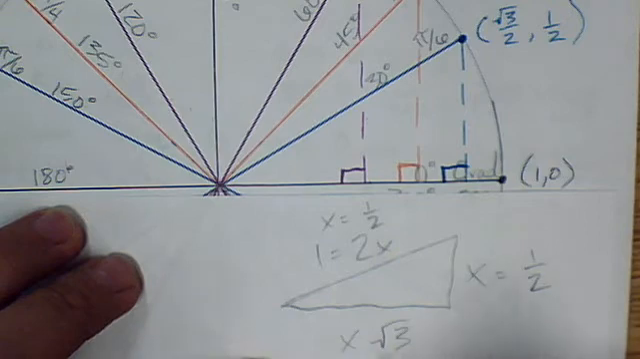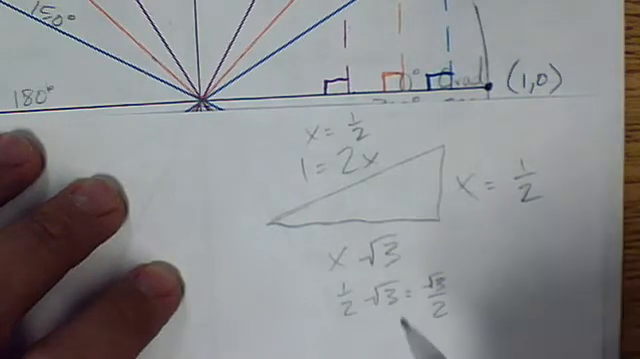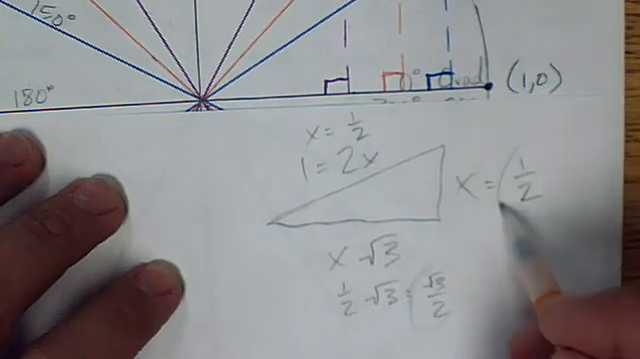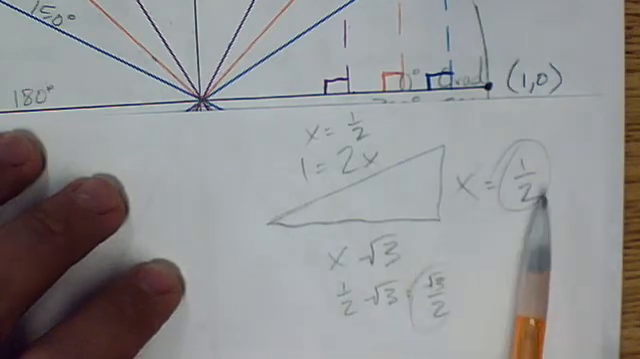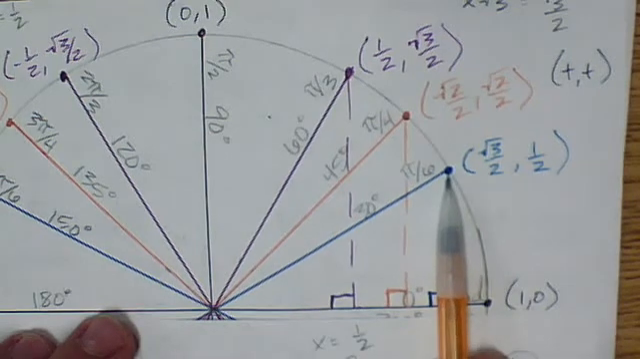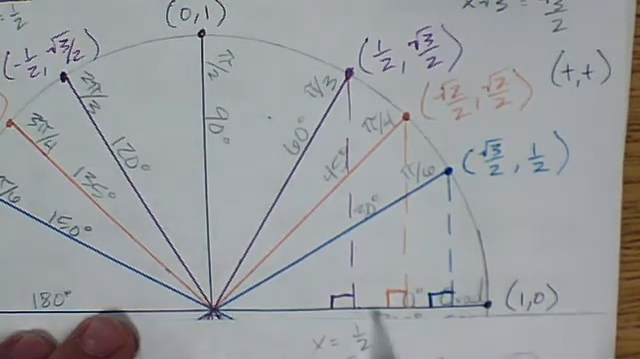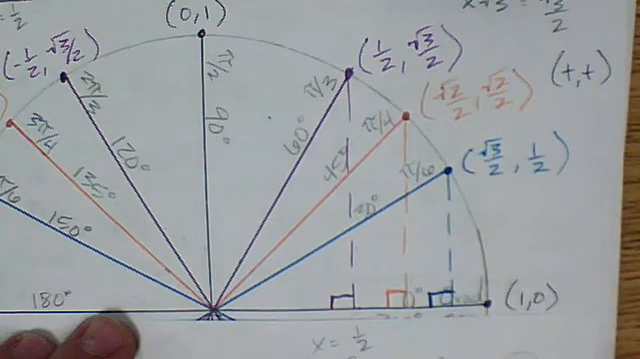And then if I plug in a 1/2 here, I get 1/2 times square root of 3, which is the same as square root of 3 over 2. So there's your two values. Square root of 3 over 2 is this long side, 1/2 is the short side, so that's how we get the coordinates for the unit circle. We go right square root of 3 over 2, and up 1/2, which gives us that coordinate, square root of 3 over 2, 1/2.